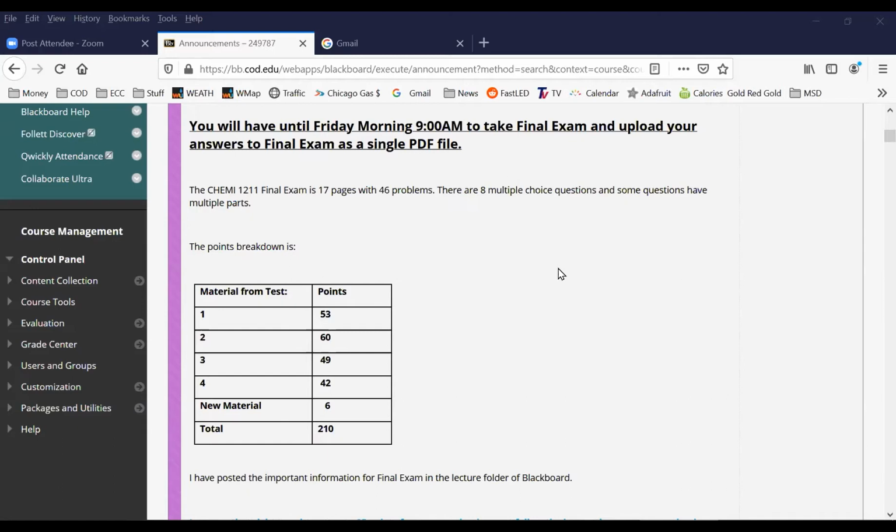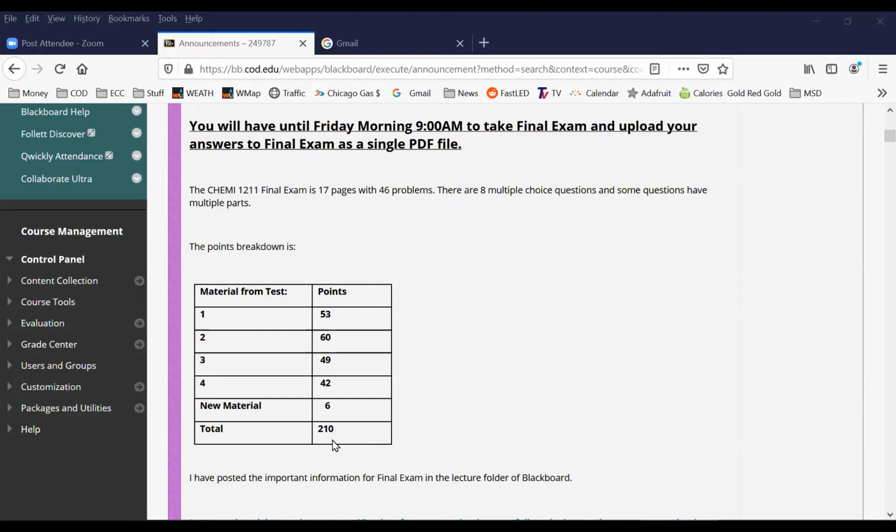Now, in the lecture folder of Blackboard, I have posted important information you will have in the last couple of pages of your final exam. Also in the assignment area, like I've done all semester, have a periodic table for you to download, and also the instructions how to upload it if you don't know by now, but I think you all do. And notice it's 210. There's 10, yes, 10 bonus points.